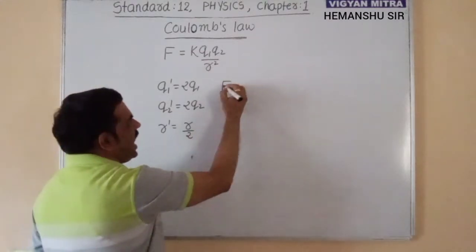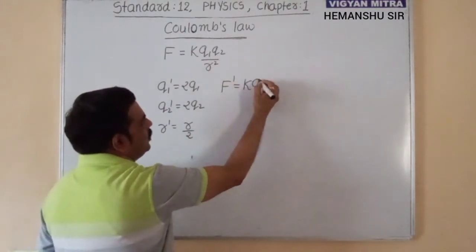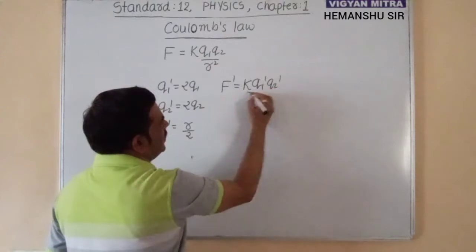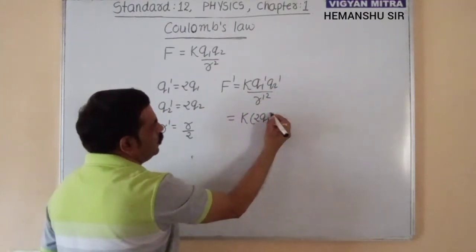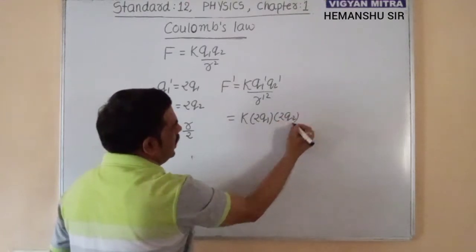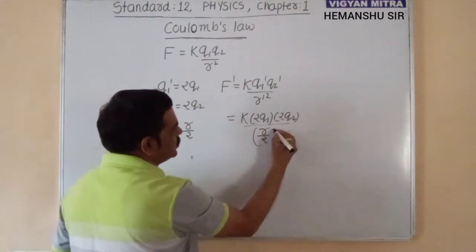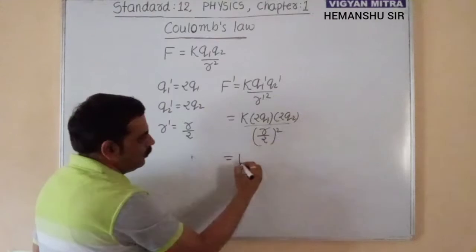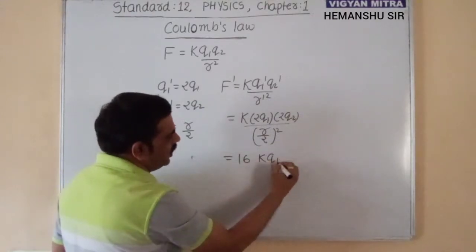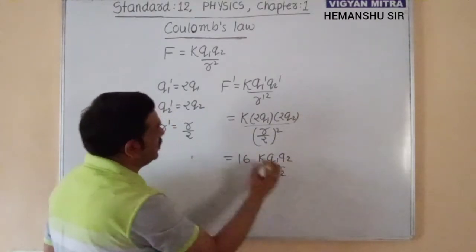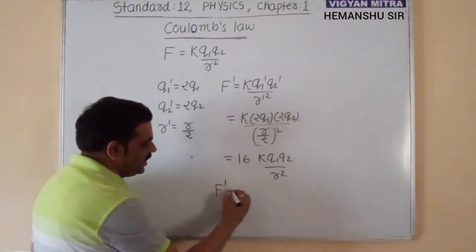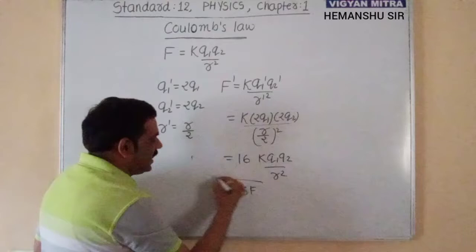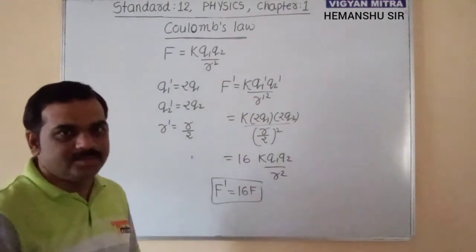New force F dash is written as K Q1 dash Q2 dash divided by R dash square. K, here Q1 dash is 2Q1, Q2 dash is 2Q2 and distance is R by 2 square. So it will be 16K Q1 Q2 divided by R square, but K Q1 Q2 divided by R square is F. That means the force is 16 times or 16F.